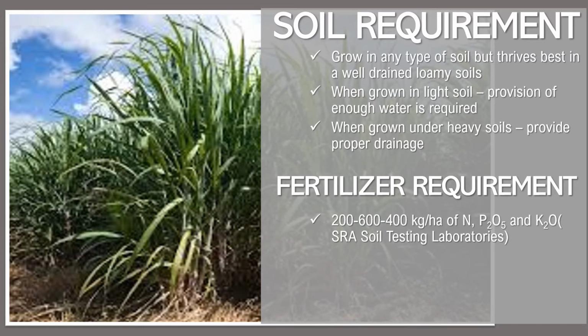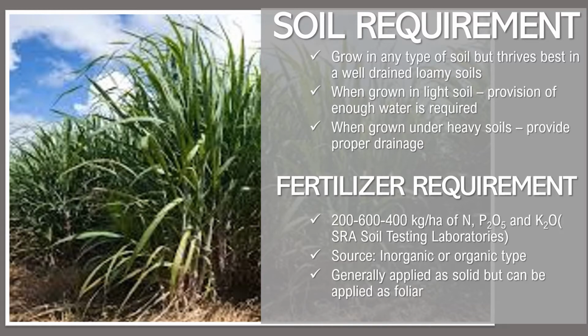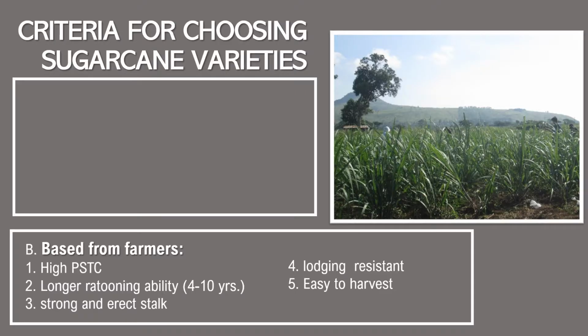For fertilizer requirements, according to the SRA soil testing laboratories, the general requirement will be 200, 600, 400 kilograms per hectare of N, P, and K. The source of this fertilizer material could either be inorganic or organic type. Usually, the fertilizer is generally applied as solid, but it could also be applied as foliar.